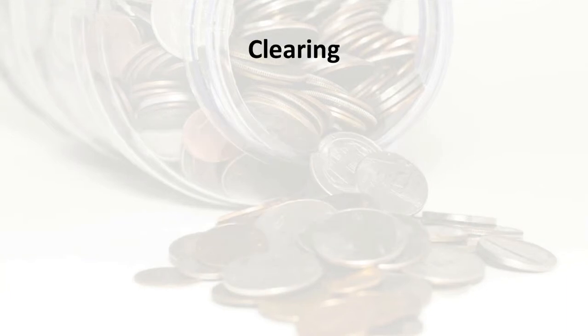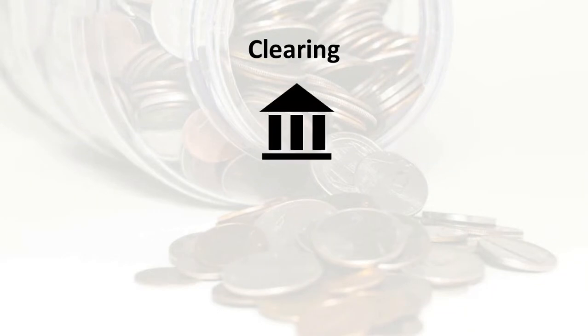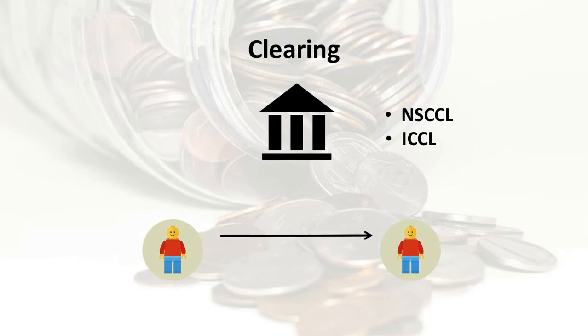Now let's see the next step, that is clearing. Once two orders match and a trade is executed, the clearing process takes place. The entire process is managed by clearing houses. In India, there are two major clearing houses: NSCCL, National Securities Clearing Corporation Limited, and ICCL, Indian Clearing Corporation Limited. The clearing houses identify the buyer and the seller and ensure that money reaches the seller and the shares reach the buyer. Once the buyer receives the security and the seller receives the payment, the transaction is settled.